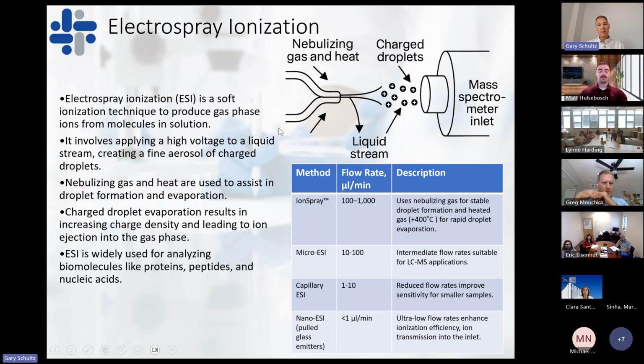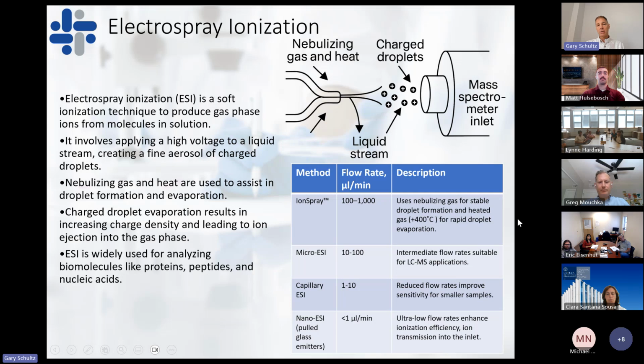And so this involves, again, applying high voltage to that liquid stream, and through charge repulsion can create a fine aerosol of charged droplets. At higher flow rates, we use nebulizing gas and heat to assist in both droplet formation and droplet evaporation. It's once those droplets shrink to a small size that they lead to gas phase ions that can be sampled into the vacuum system of the mass spectrometer. ESI is widely used for the analysis of biomolecules such as proteins and peptides and nucleic acids.